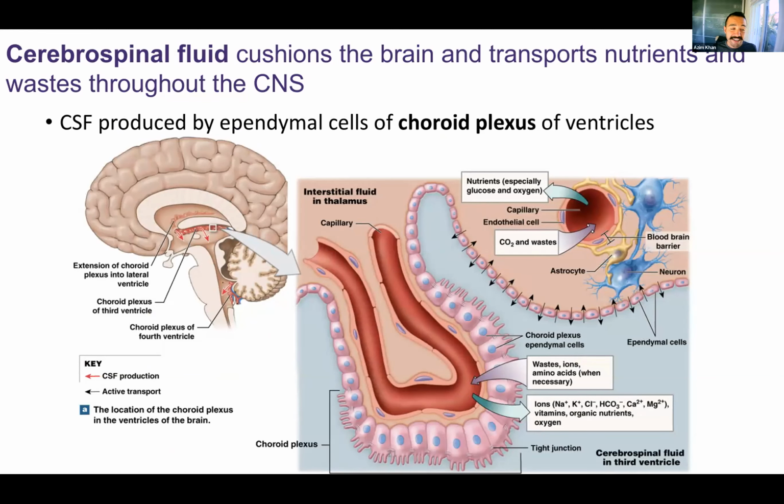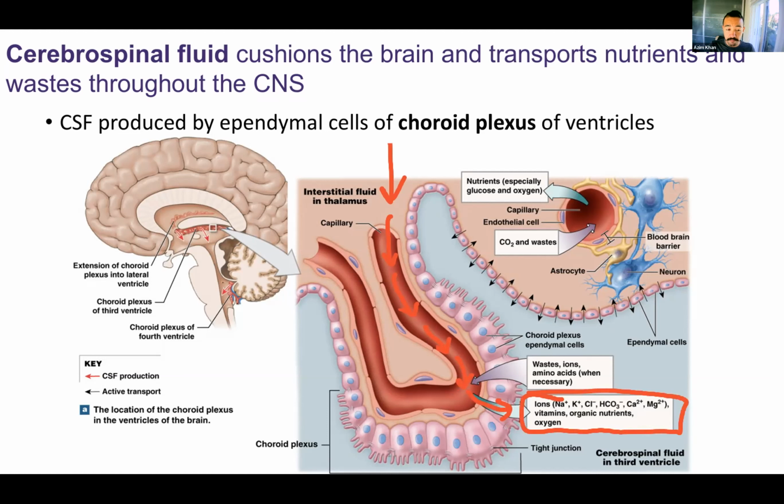So where can stuff from blood be brought in? Where can all the good stuff, nutrients and other things, be brought in from blood? Take a look at this blood vessel here. If we have blood coming in, there's certain regions within our brain where we can take nutrients out. We can take out ions, vitamins, nutrients, oxygen.